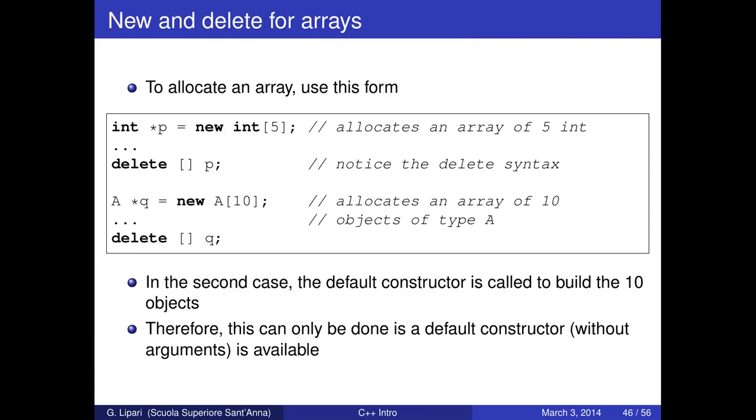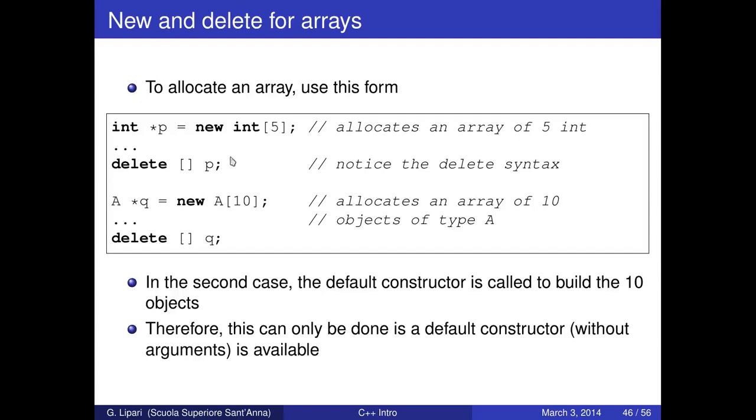We can use new also for allocating an array of variables or an array of objects. Okay? For example, here we create an array of 5 integers. We use a square parenthesis here, and this will allocate an array of 5 integers. Okay? And I have to admit I don't remember actually what happens with primitive types. Maybe we should try something. But it should initialize all these integers to zero, if I remember well.